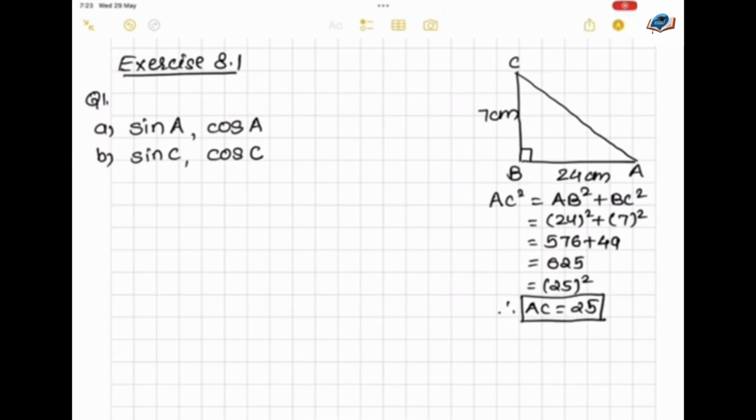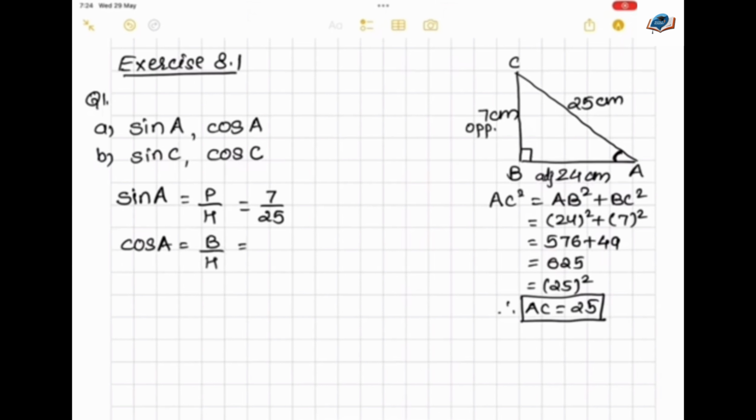Now all the three sides are known. So sin A will be opposite upon hypotenuse, so that is BC upon AC, that will be 7 upon 25. Opposite side will be BC, adjacent side will be BA and hypotenuse will be 25. So P upon H, that will be 7 upon 25. Now cos A will be base or adjacent upon hypotenuse, so that is 24 by 25.